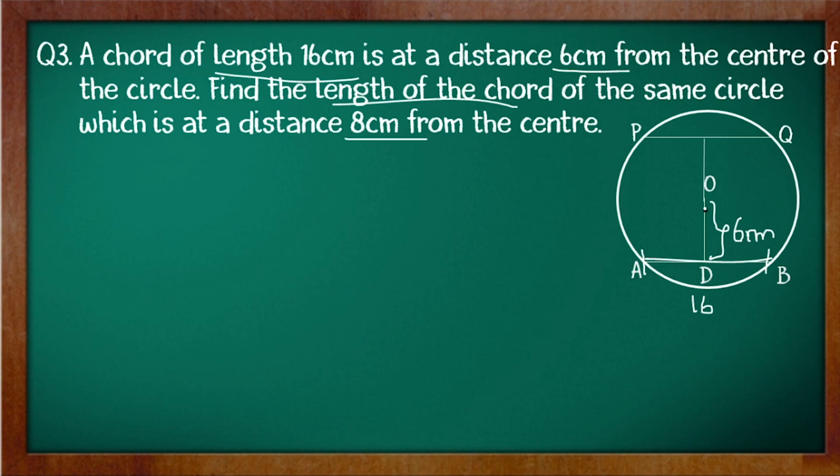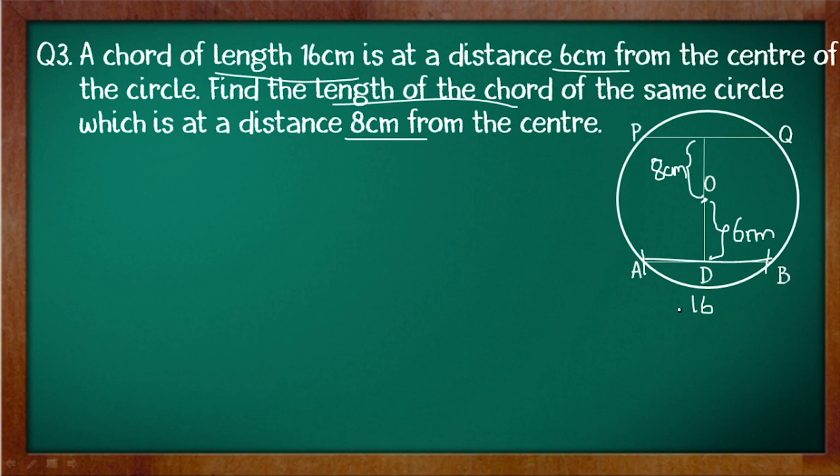So the circle is the same, and this chord is at a distance of 8 centimeter from the center. So we are doing something like this. If this O is the center, then this distance from the center is given as 8 centimeter, and we need to find what PQ is. Here we'll have two right angle triangles. If there are two chords, that means there will be two right angle triangles, so we need to use Pythagoras theorem twice.